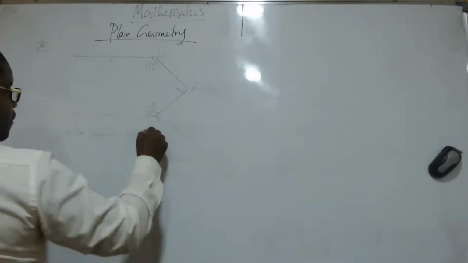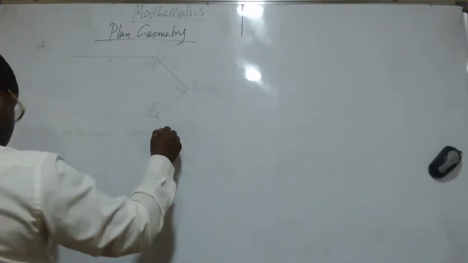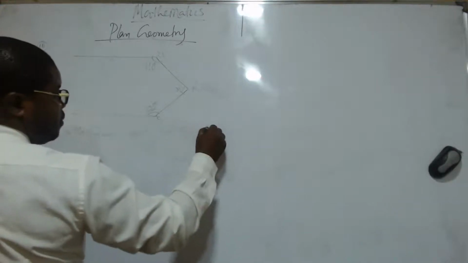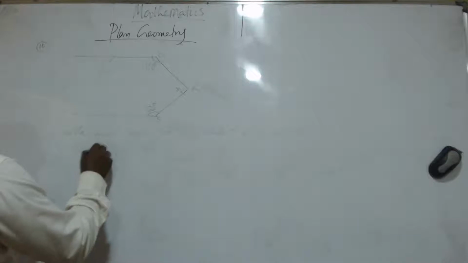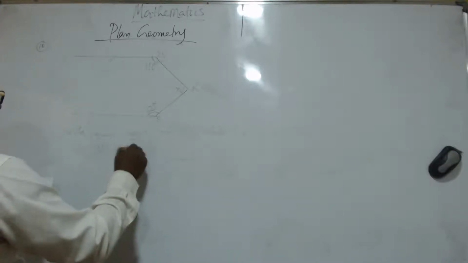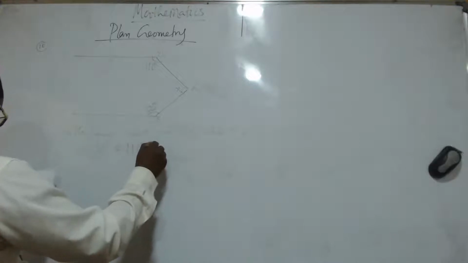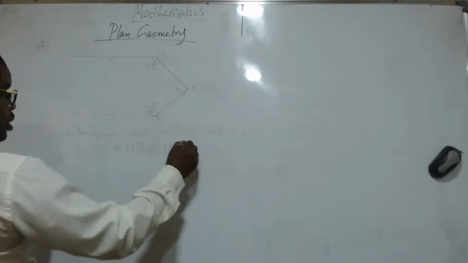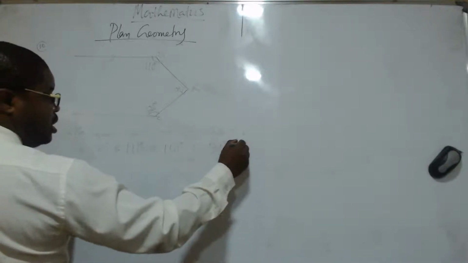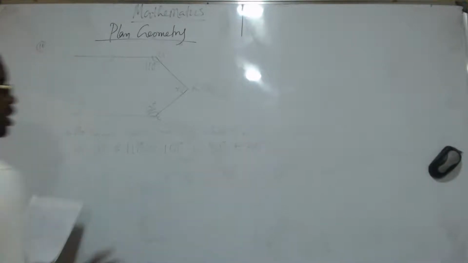Above 180 degrees, we have B 110 degrees, we have C, we have 1 degree, we have D 90 degrees, we have E 80 degrees.